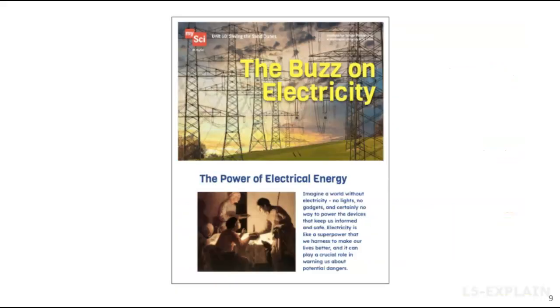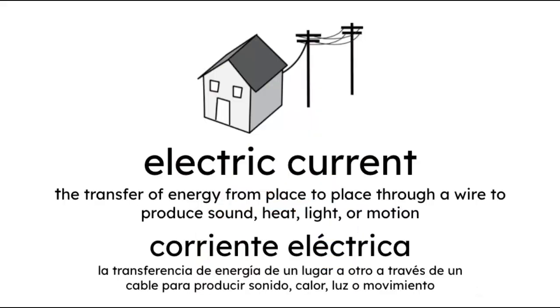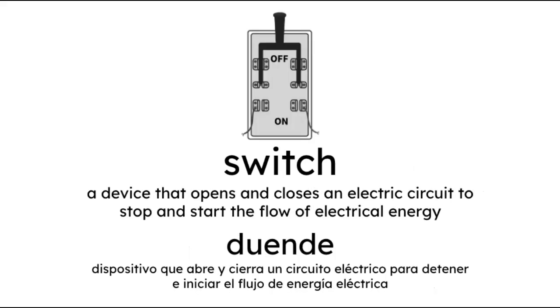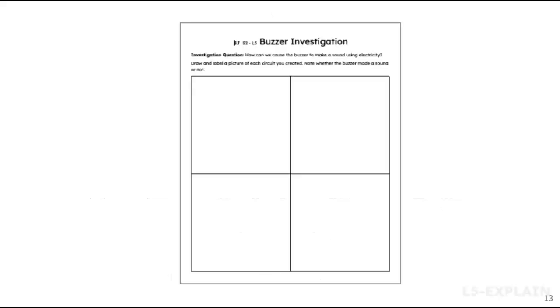You'll then have students read The Buzz on Electricity and post and discuss the electric current, circuit, and switch vocabulary cards. You'll allow students to revise their energy transfer pathways and reflection questions in the Buzzer Investigation Student Journal page.